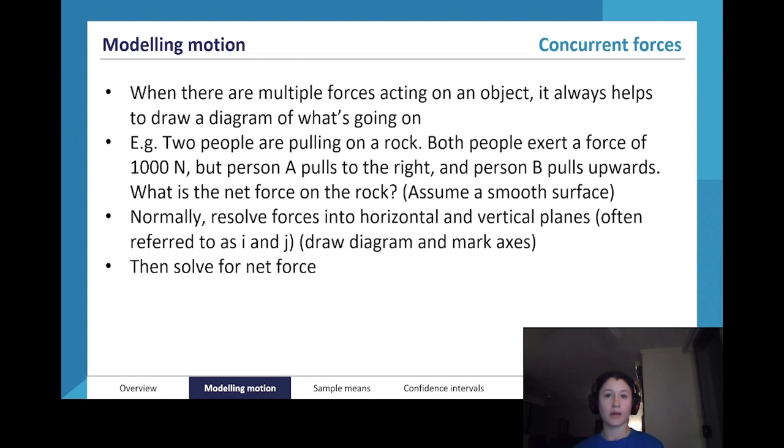now what we're looking at is a more difficult example. So in the previous example, our two forces were acting in the same plane. They were acting directly against each other. In this example, however, they're not acting in the same plane. So, as a quick tip, when there are multiple forces acting on an object, it always helps to draw a diagram of what's going on.